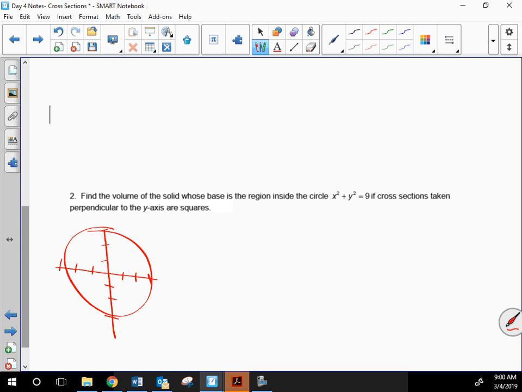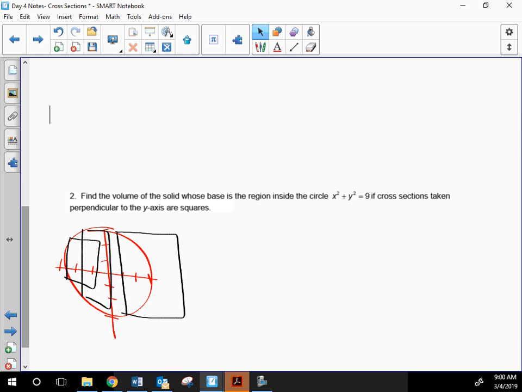Okay, and it says cross-sections taken perpendicular to the axis are squares. So what we have happening is that this is our base, and then coming out from our paper are squares, where our squares lie on it. So we have a bunch of little squares coming out, and that's going to create our shape. Our base is a circle, and coming out from there are squares. A bunch of little squares come together and form our solid.